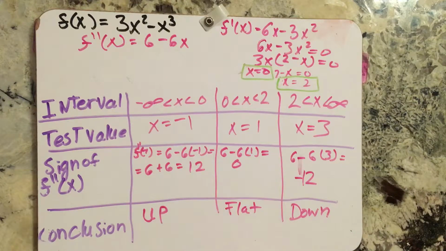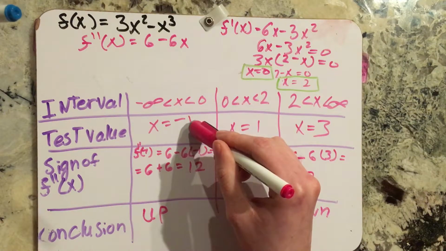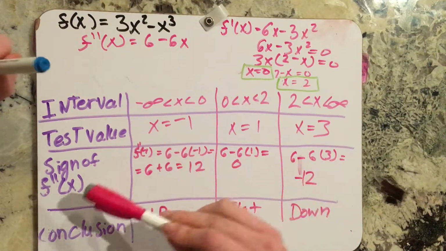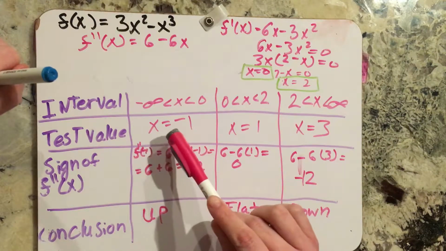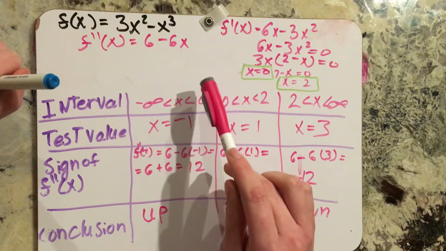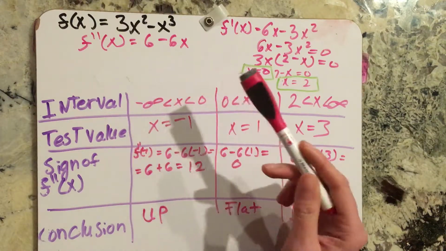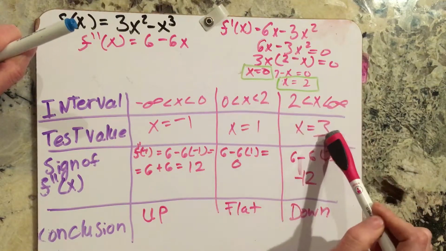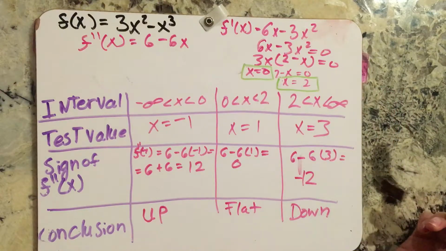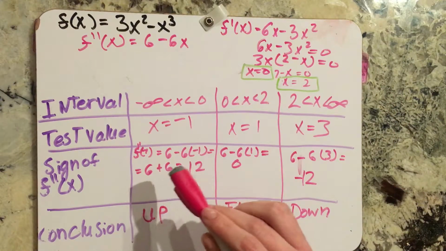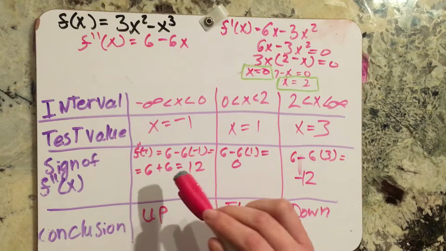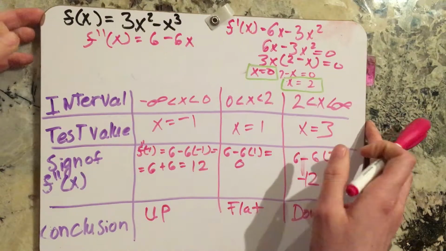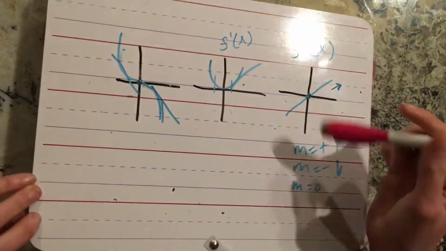Okay, so then I'm finding a test value within each interval to test out in my function. So x of negative 1 is less than 0 and greater than negative infinity. 1 is greater than 0 and less than 2, and 3 is greater than 2 and less than infinity. And then I plug it into f double prime. So I found f double prime, our second derivative, and I just plugged it in.